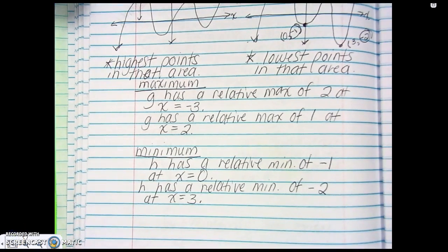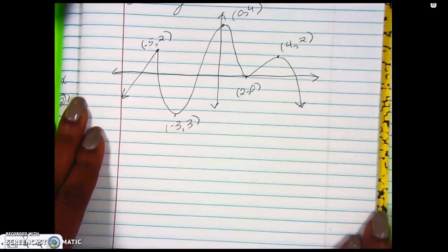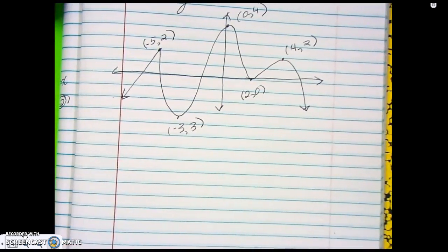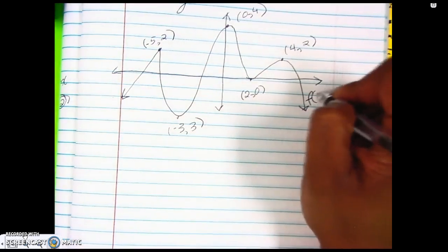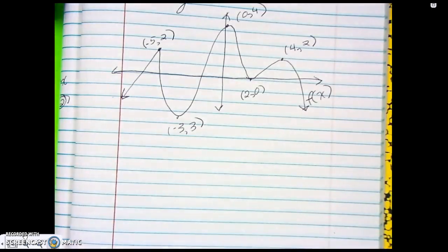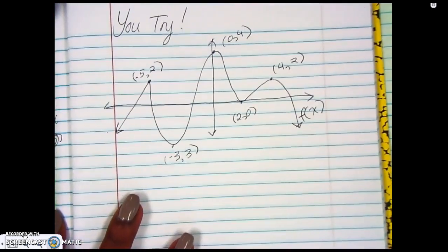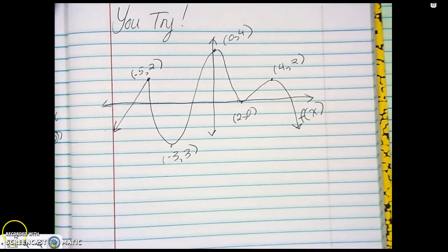All right, so here's our U-try. I want you guys to find the relative maximum and the relative minimum, and then write a statement like we did for the maximum and minimum on our last page. Let's call this function f of x. So I'm going to pause the video, come back.